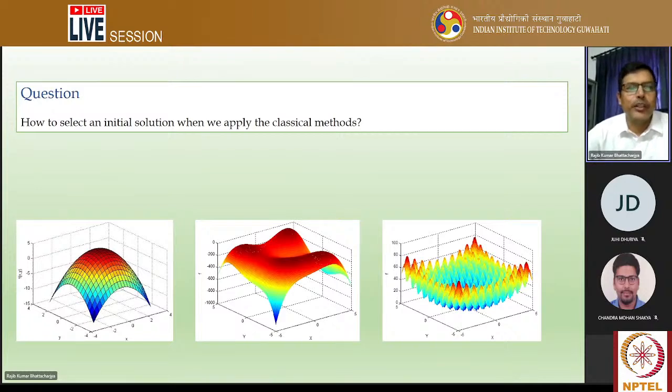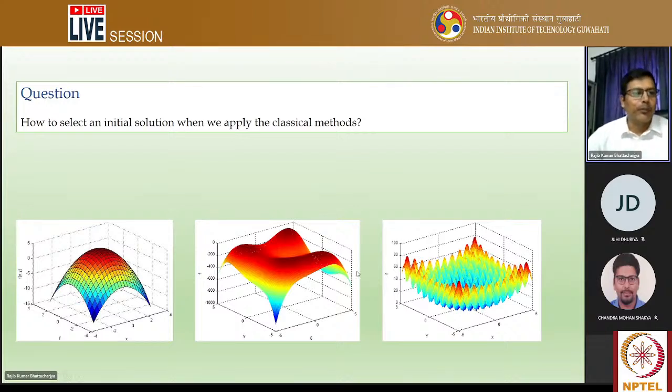One issue is that some of the students are asking how to select an initial solution when we apply the classical method. As you know, when you are applying a classical method, you have to give an initial solution. But how will you give an initial solution?